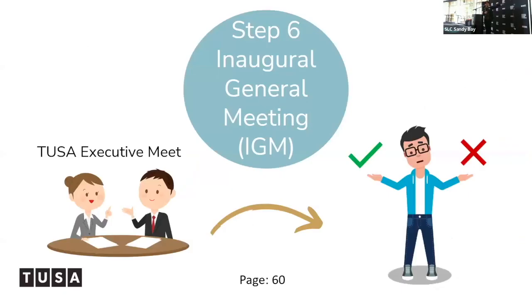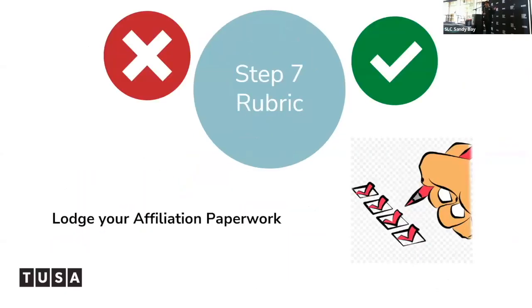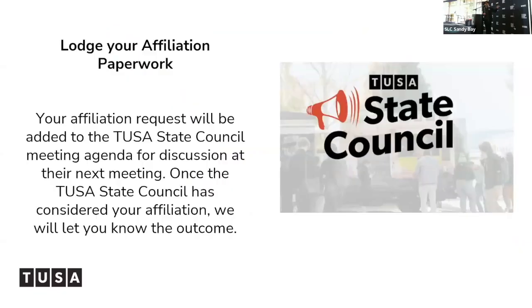Next slide, please. After that, once all of that's been submitted, you run your IGM. There's an IGM template on the website, quite similar to the AGM templates you might find there, with a slight bit of modification. Basically you just elect your executive committee officially, and then you lodge that paperwork again.